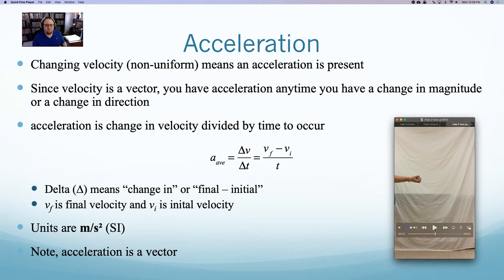And acceleration is just change in velocity over change in time, your V final minus V initial over T. You'll sometimes see me use this delta notation, just a triangle. Delta means change in. And so we'll just say final velocity minus initial velocity over time, that is your average acceleration.